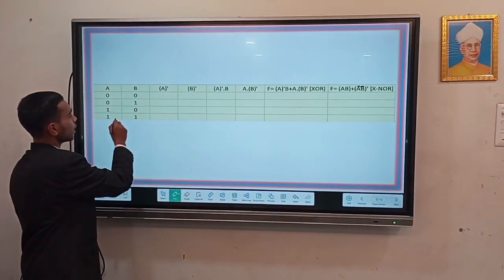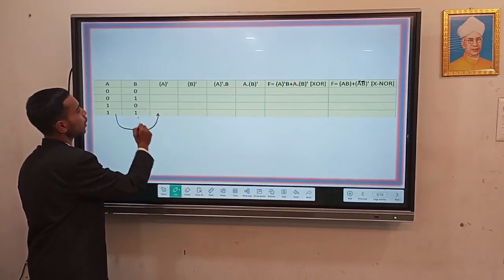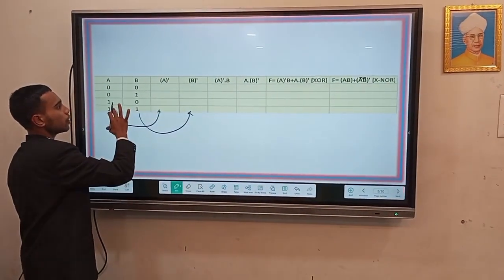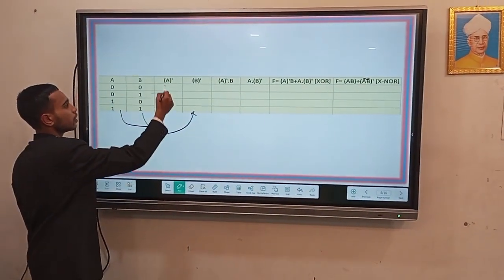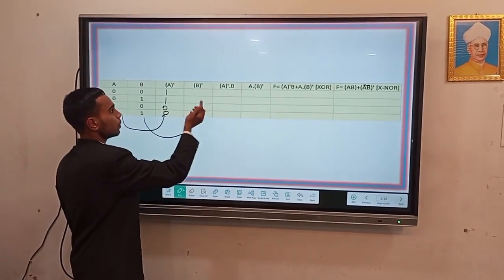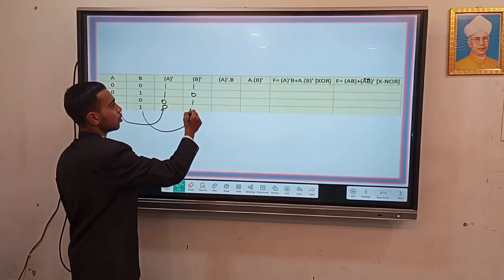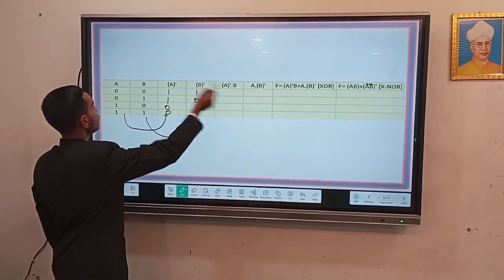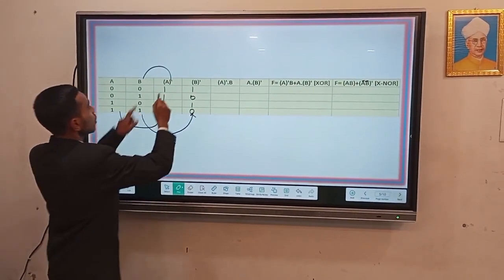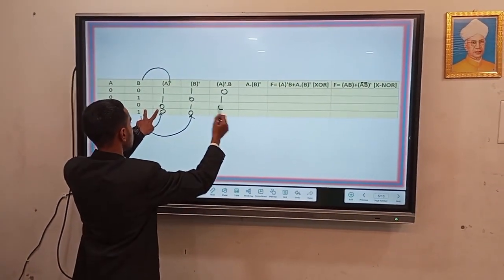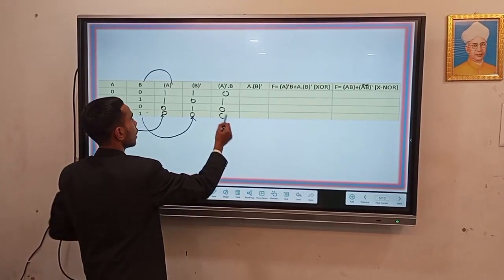Now we can see that here are two values. We are going to fill the tables quickly. A complement, so the whole column values are complemented here. It will be 1 1 0 0. Then the same for B, whole values are complemented here. It will be 1 0 1 0. Now A complement into B. 1 and 0 is 0, 1 and 1 is 1, 0 and 0 is 0, and 1 and 0 is again 0.